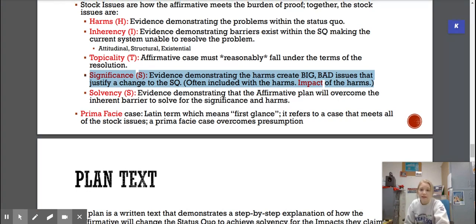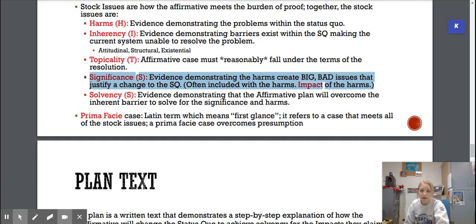The last term is prima facie. That's this word, prima facie. And a prima facie case means that it's pretty sound, it's pretty solid. It means first glance. So a prima facie case means you've proven all of the stock issues and you meet all of the stock issues.